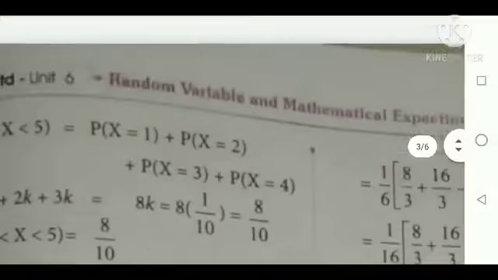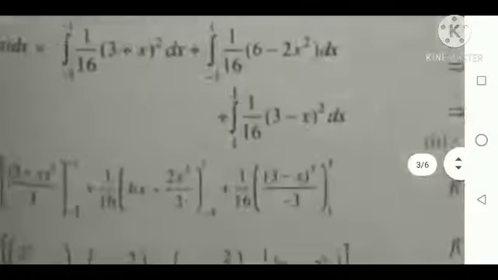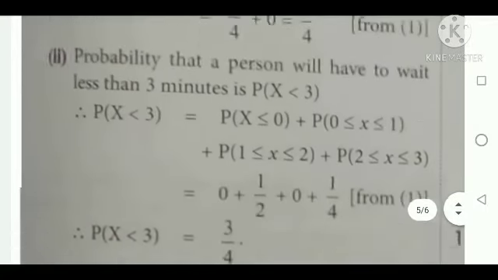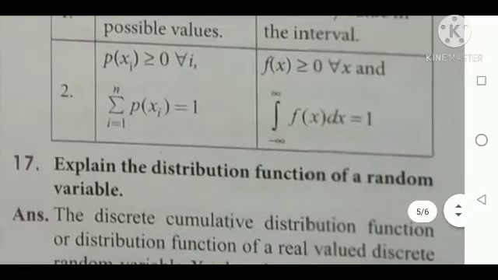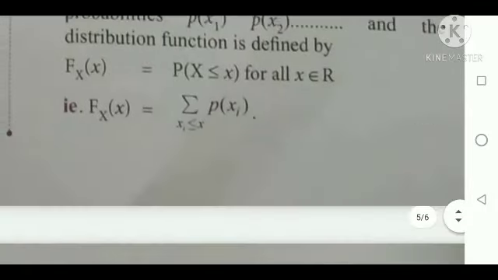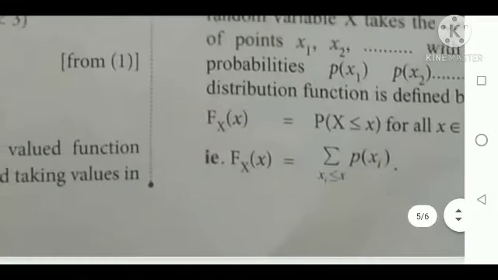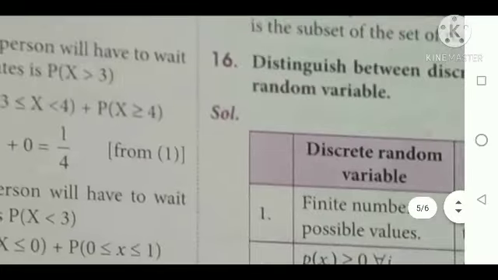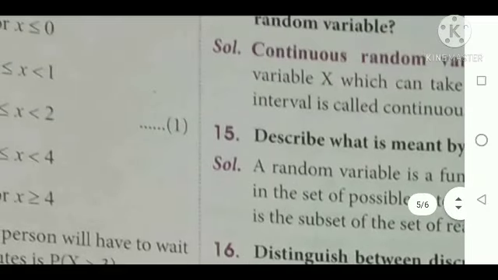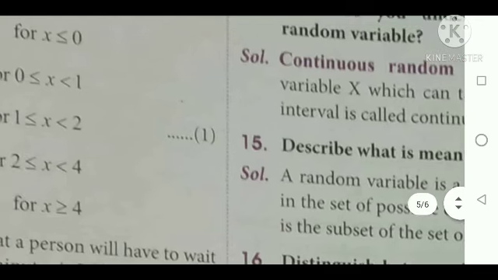Question numbers 11, 12, 13 up to 15 are given as theory questions, so you have to read all the theory questions, and 17 as well. Read all the theory questions and finish your assignment. Your assignment is exercise 6.1, that is, do the sums only, no need to write the theory questions. Practice well. Thank you, students.